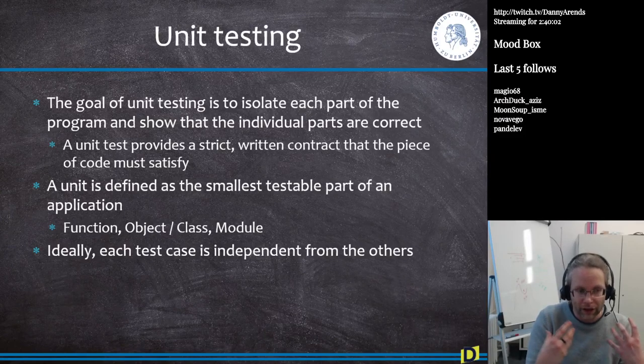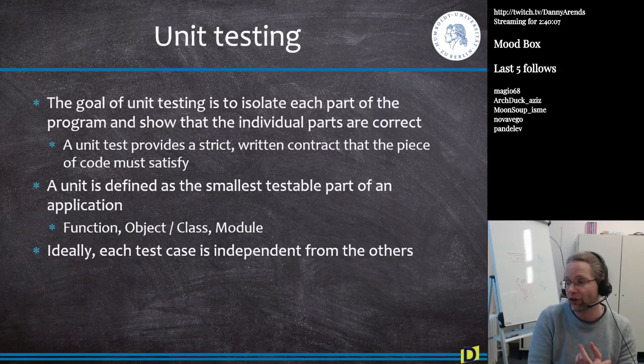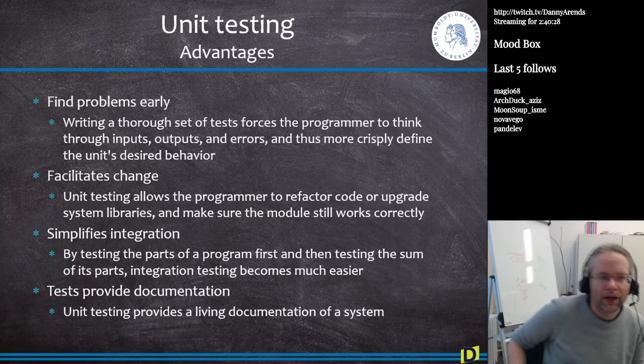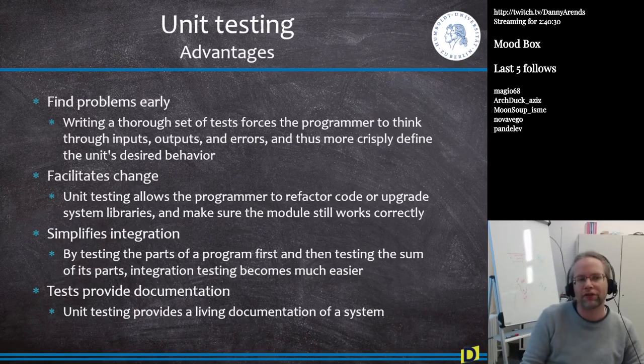A unit is defined as the smallest testable part of an application, which is generally at the function level. You write a single function, and this function does one thing, or it's an object that does one thing. Ideally, each test case is independent from the others, but it doesn't have to be. The advantages of unit testing are that you can find problems early. You write a thorough set of tests, and you force yourself to think about what the input is, what the output is, and what can go wrong.